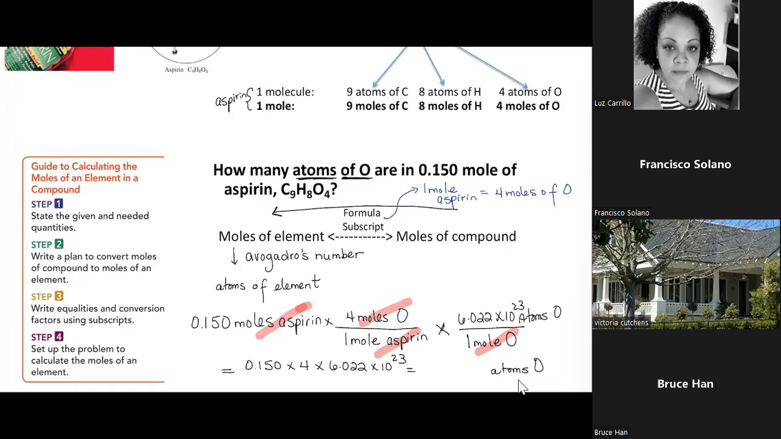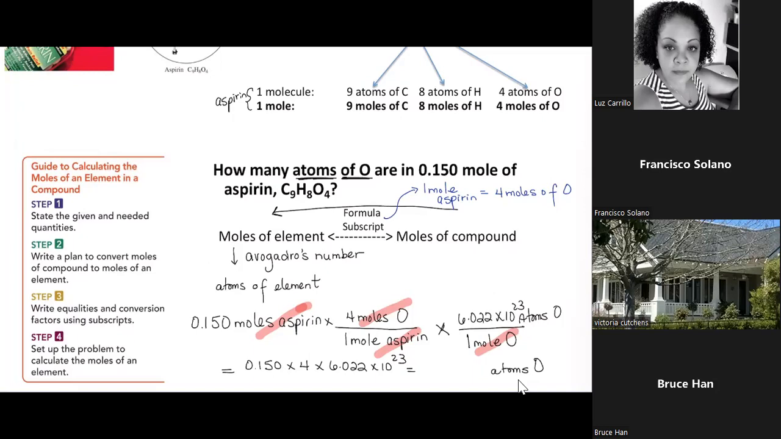0.150 × 4 × 6.022 × 10 to the 23rd. I got in my calculator 3.61132 times 10 to the 23. Excellent. That's what students got also.